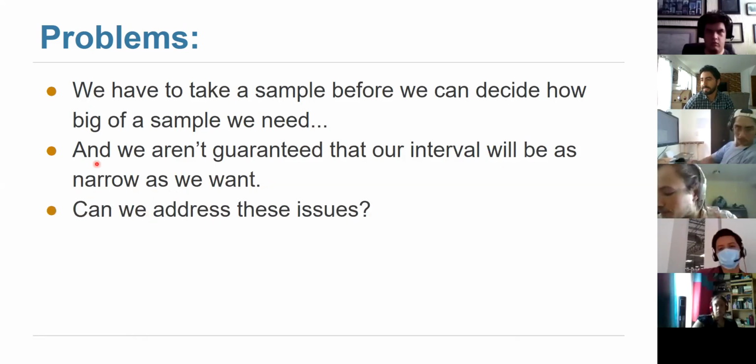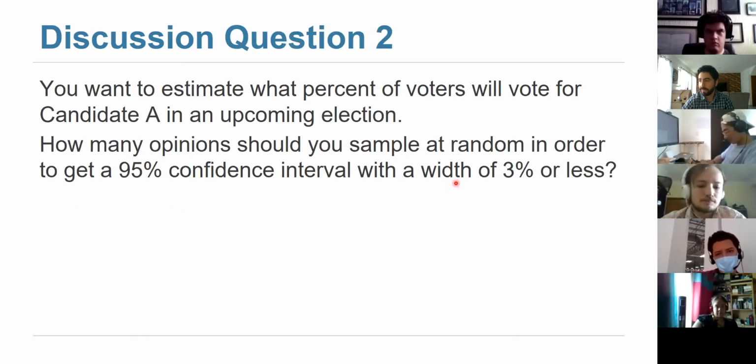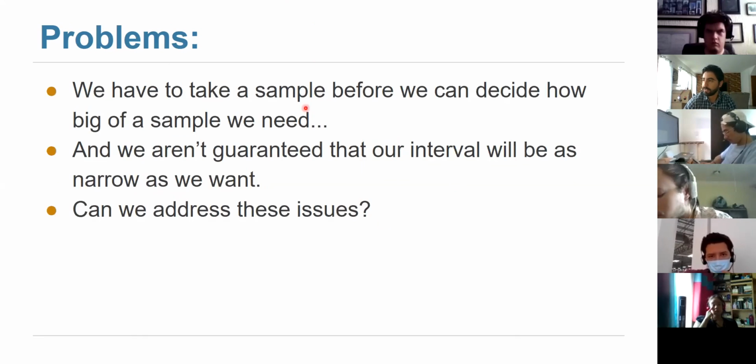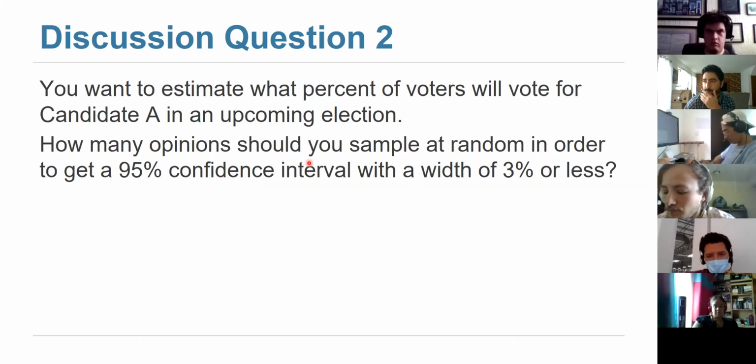So how can we address this issue? Well, we're going to address that with this discussion question. As I mentioned, you sometimes don't get the chance to do sampling twice, and also you cannot guarantee this interval. So let's look at these questions. We want to estimate what percent of voters will vote for candidate A in an upcoming election.